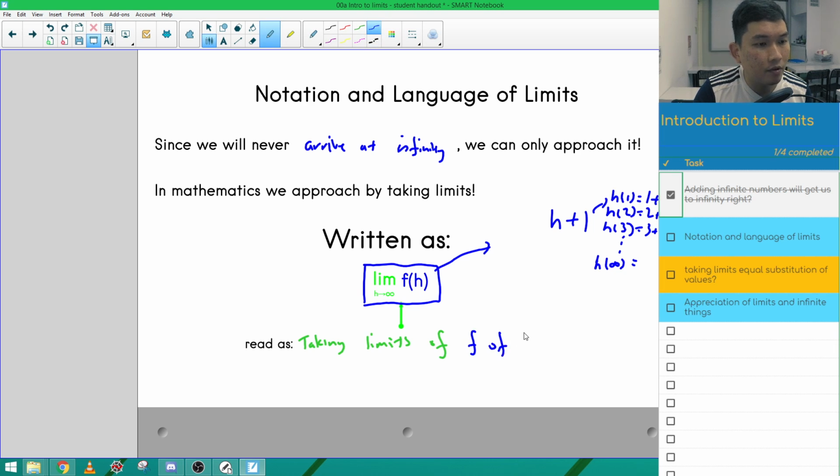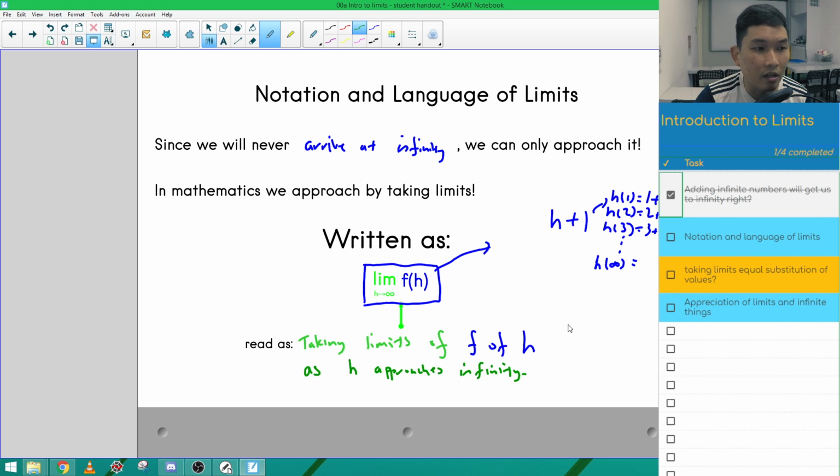Taking limits of the f of h, as h approaches infinity. Okay, so you realize that it is really quite a mouthful, taking limits of the function as h approaches infinity. This is how we read it.